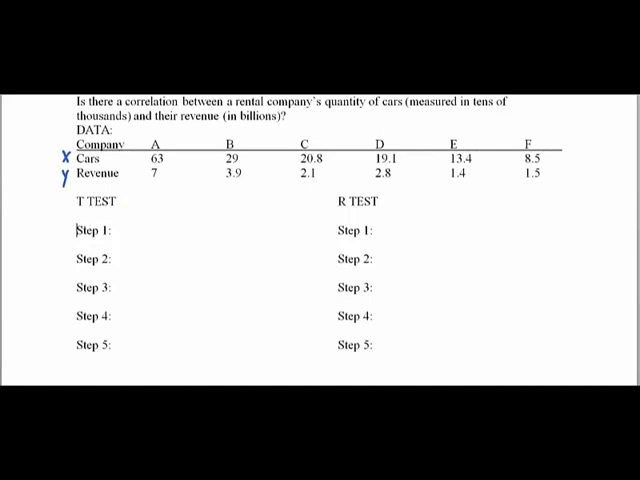So the first step is to look at the null and the alternative hypothesis. The null hypothesis says that there's no correlation, and we indicate that with rho, the Greek letter RHO, equal to 0, because if the r value is equal to 0, then you have no correlation. But if rho is not equal to 0, then there is a correlation. And these are always two-tailed problems, because r can be either a positive or negative number between -1 and 1.